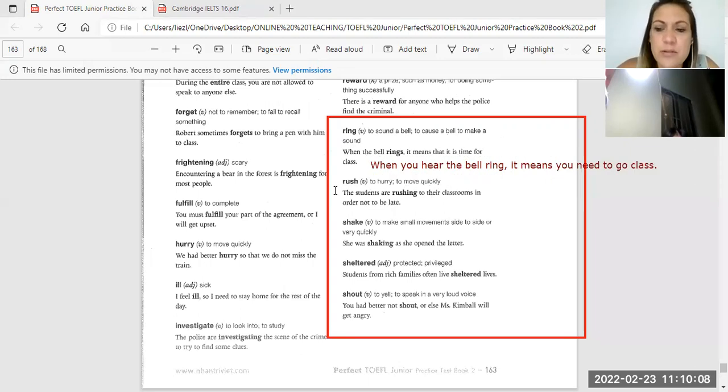Let's read rush. Rush. Okay. Rush. To hurry, to move quickly. Okay. Let's read the sentence. The students are rushing to their classroom in order not to be late. Good. Let's see if you can make a sentence with rush.